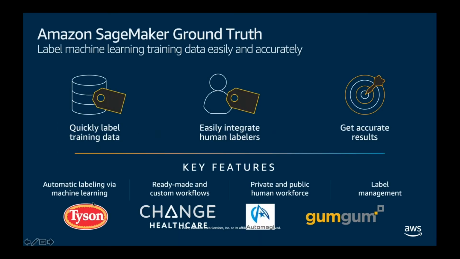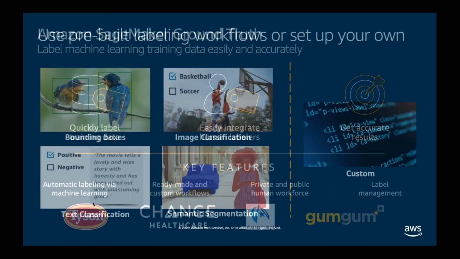It does a couple of things for you. It gives you the ability to quickly label your training data. It gives you access to a third-party pool of labelers that you can take advantage of to label that data. And it does interesting things to give you accurate results, as well as reduced costs for getting this done. So we'll just talk about this really quickly.